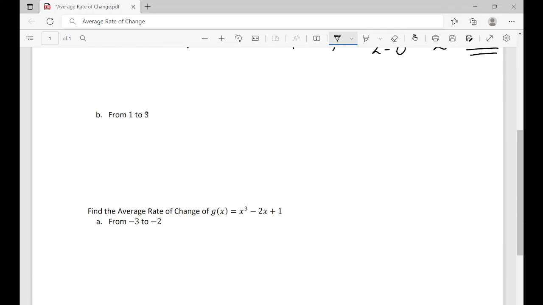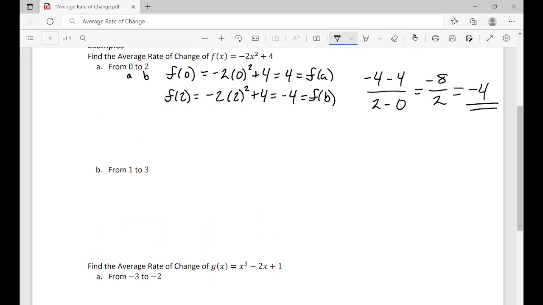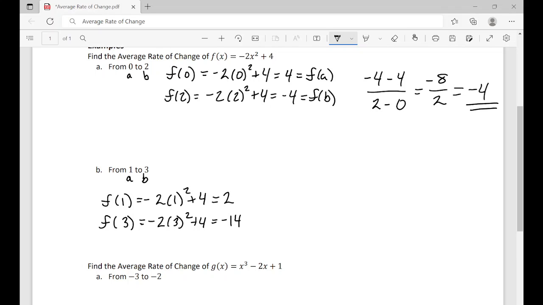Next we have from 1 to 3. Let's just make sure we can see the function. So again, this is a and this is b. And so we're going to plug them in. So we're going to have f of 1 be negative 2 times 1 squared plus 4, which is going to give us 2. And then f of 3, negative 2 times 3 squared plus 4, and that's going to give us negative 14.